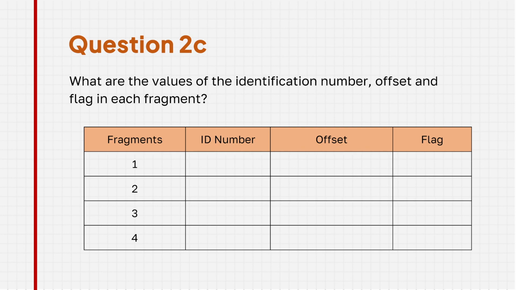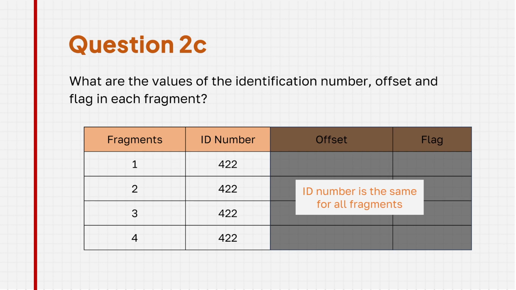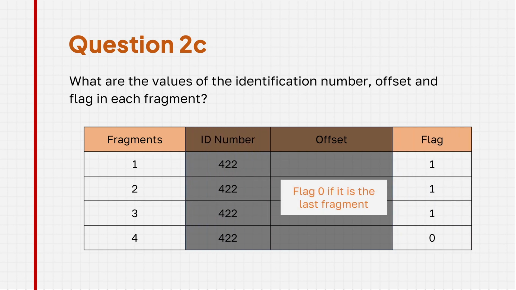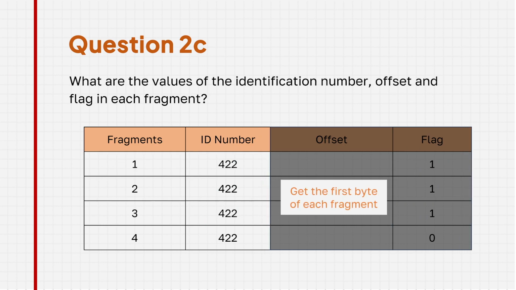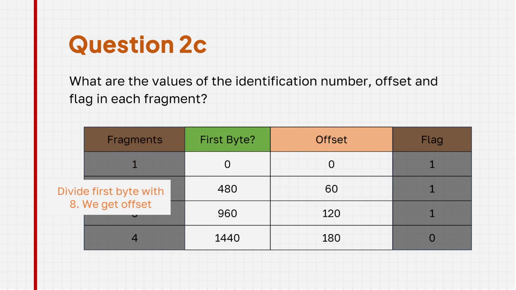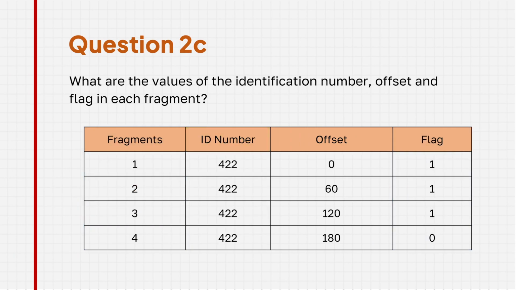So how you do this is if you are asked for the ID number, this one is easiest. It will always follow the original datagram. Okay, they are all the same for the fragments. Then for the flag, everything is 1 except for the last fragment, this will be 0. Now the tougher side is on the offset. So on the offset, formally speaking, you have to consider what is the first byte of each fragment. So this will be 0, 480, 960, 1440. Then you divide this by 8. Okay, then it should give you this result, which is exactly the same.